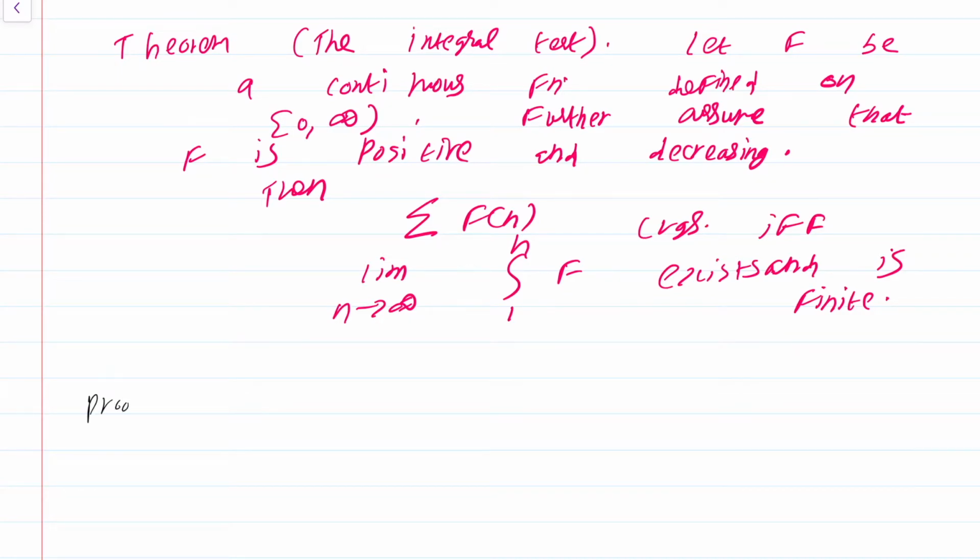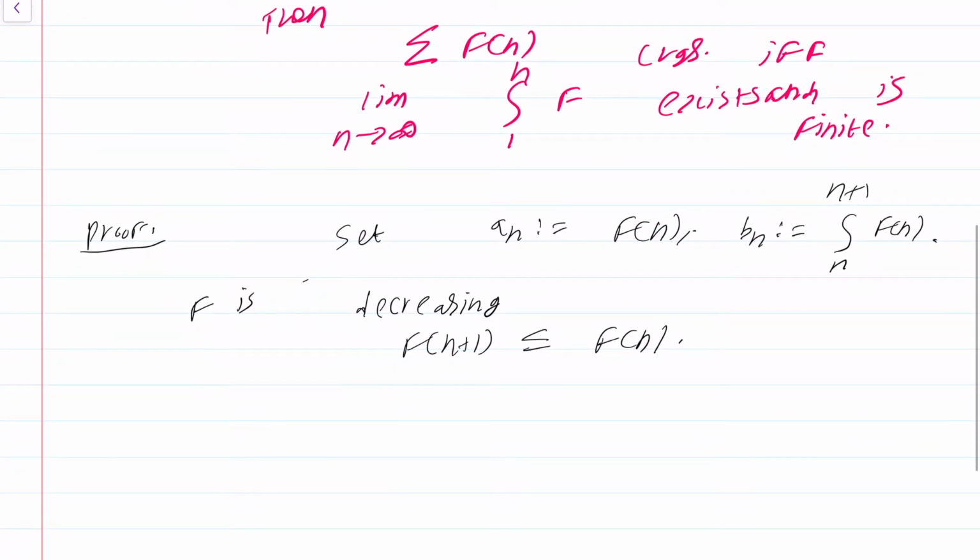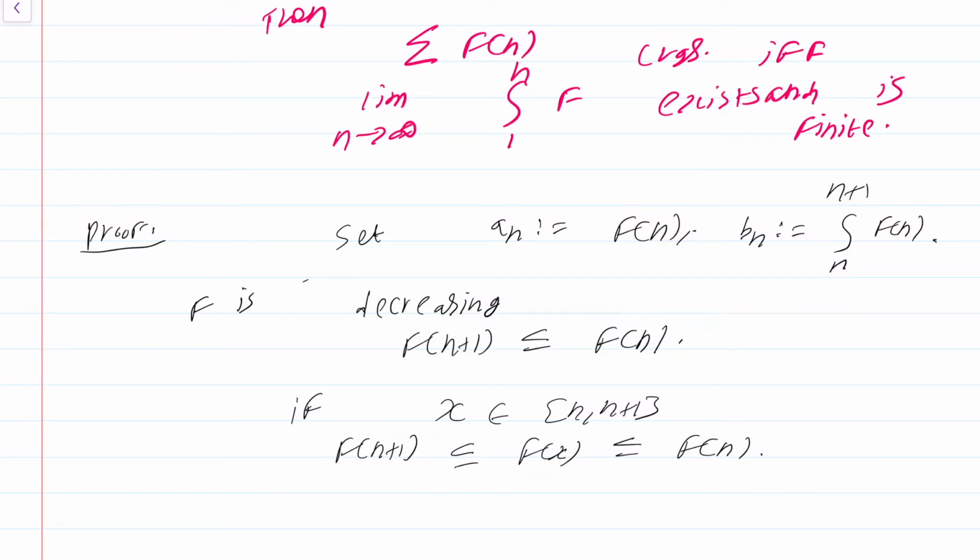Okay, so proof. Set an by definition to be just this f of n, and set bn to be the integral from n to n plus 1 of f. Now we are assuming that f is decreasing, which just means that f of n plus 1 is less than or equal to f of n. Also it says that if x is in n to n plus 1, then f of n plus 1 is less than or equal to f of x is less than or equal to f of n. Right, that's what decreasing means.